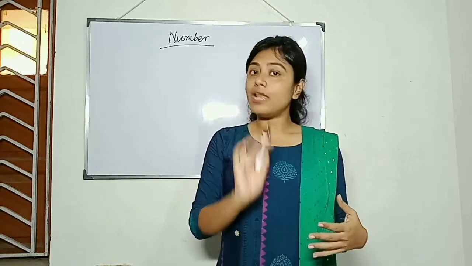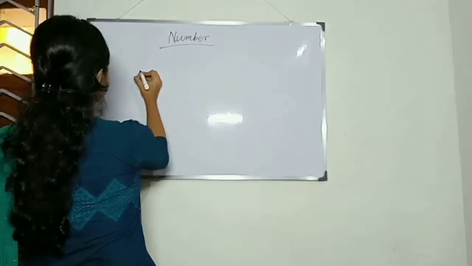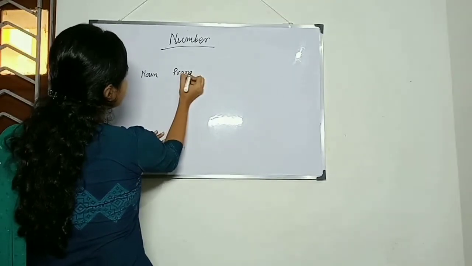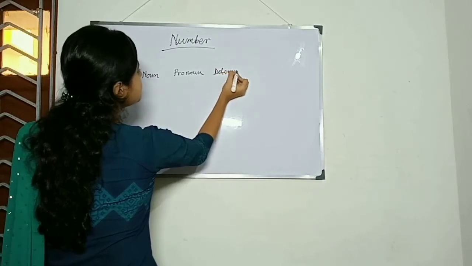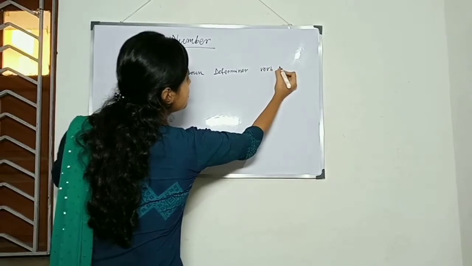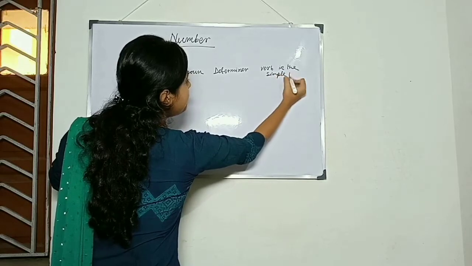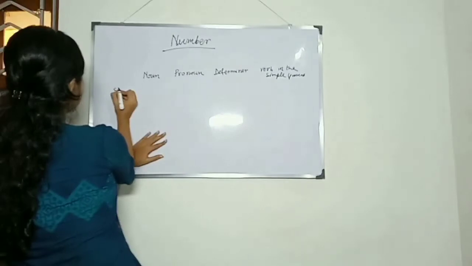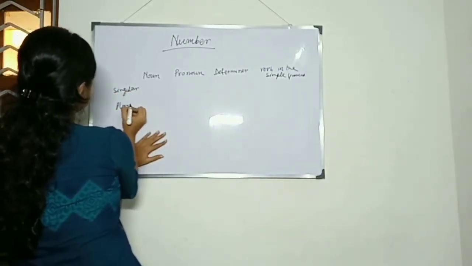Let me draw a column to make that idea very clear to you. Here, noun, pronoun, determiner, verb, simple present. Here singular, here plural.